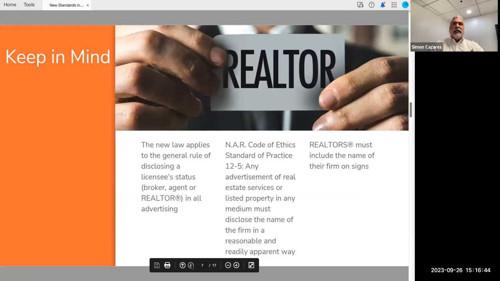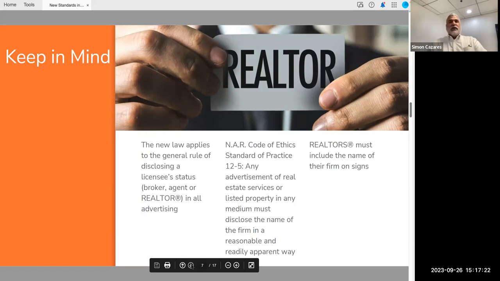All right, you want to keep in mind that the new law applies to the general rule of disclosing a licensed status, right? Broker, broker associate, agent, or realtor in all of your advertisement. So if you're licensed to conduct real estate and be compensated for services rendered, then you want to showcase that. You're not going to say you're anything different than a real estate agent. You want to indicate that you're a realtor, real estate agent, real estate professional, real estate advisor, real estate consultant, right?